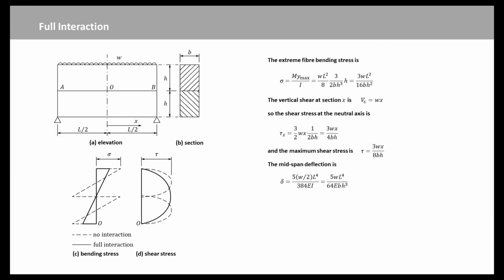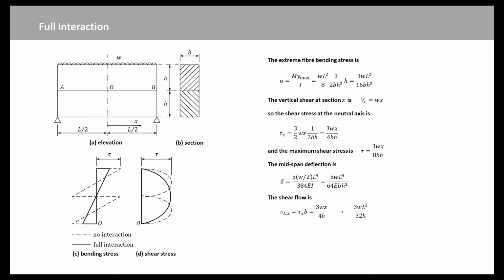In this example, but not always, the interface AOB coincides with the neutral axis of the composite member, so that the maximum longitudinal shear stress at the interface is equal to the maximum vertical shear stress, which occurs at x equal to plus or minus half of L and is 3wL over 8bh. The shear connection must be designed for the longitudinal shear per unit length, VL, which is known as the shear flow. In this example, it is given by this equation.